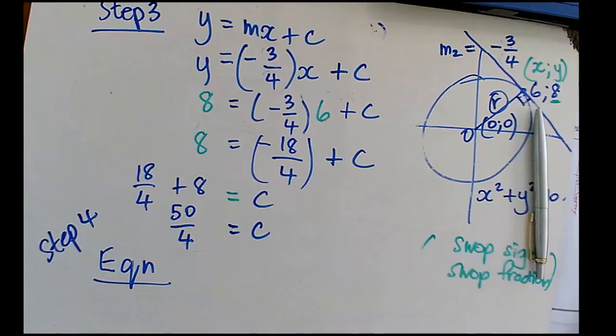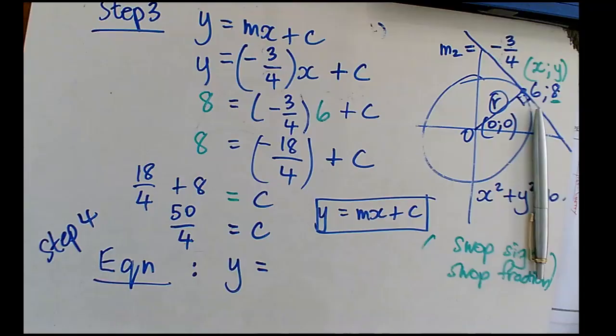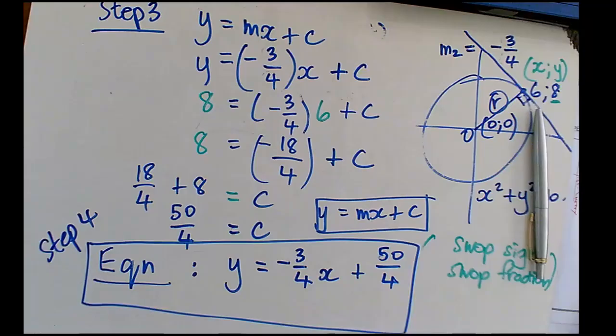Step 4, we now write the final equation. y is equal to mx plus c is our standard form. We do have the m of the gradient, we will write that in, right, plus the c that you just calculated above, which is 50 over 4. And now we have the final answer, which is the equation of the tangent.